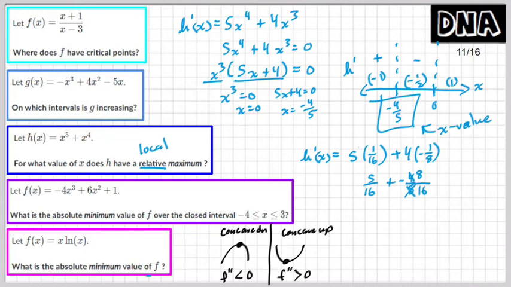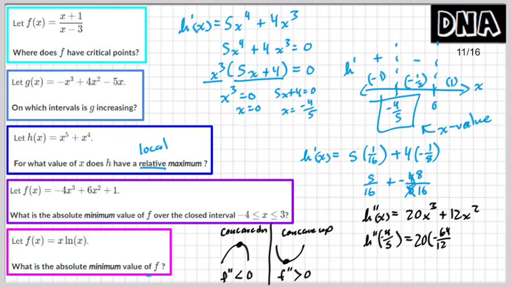You guys got that? So what I could do is find the second derivative, which is going to be 20x cubed plus 12x squared. And then I could plug in the negative 4 over 5 and see if we get a negative number. If we get a negative number, then we know we have a local maximum or a relative maximum. You guys got that? So I have 20 times a big number. Negative 4 times 4 is 16 times 4 is 64. 5 times 5 is 25 times 5 is 125.